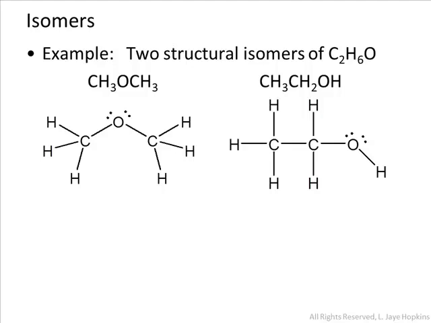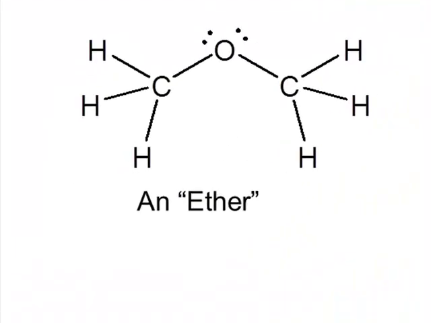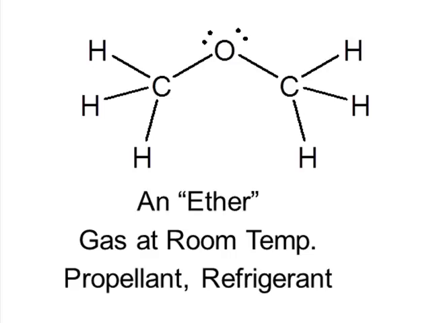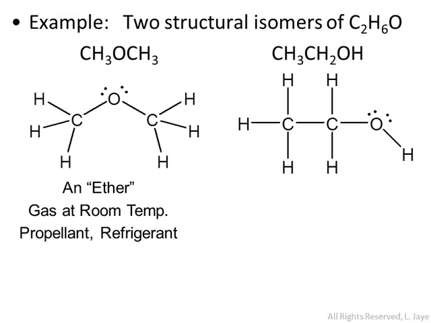They're also very different molecules. The molecule on the left has a functional group called the ether functional group. Many chemists would refer to this molecule as dimethyl ether. It's a gas at room temperature, and it has been used as both an industrial propellant as well as a refrigerant.